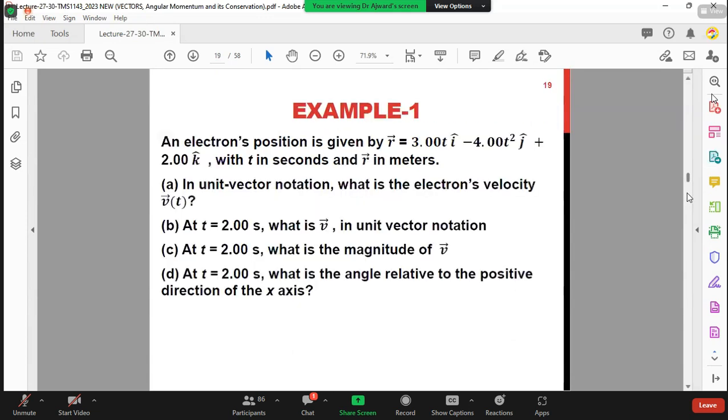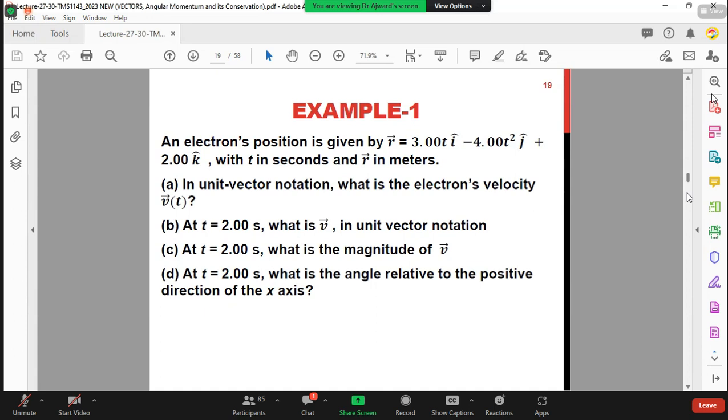Here there is an example. Maybe you can read the example and do it. I'll put this on the LMS. You can read it and come when you come to the next class. Maybe I can briefly go through it.